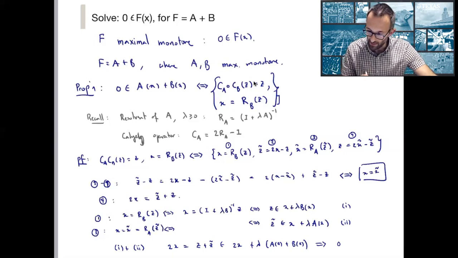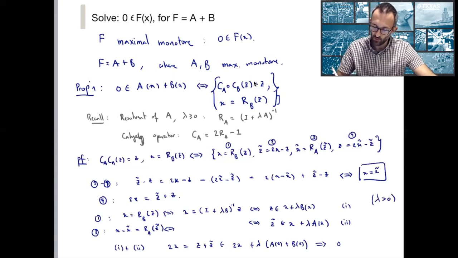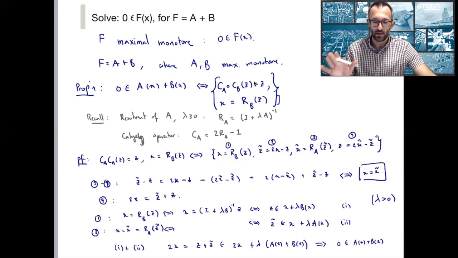We're taking lambda to be strictly positive here. Recall lambda is strictly positive. This is the same as writing that 0 is an element of A x plus B x. So again, if Z is a fixed point of the composition of CA and CB, and if X is equal to RB of Z, this implies that X solves this generalized equation: 0 is an element of A x plus B x.